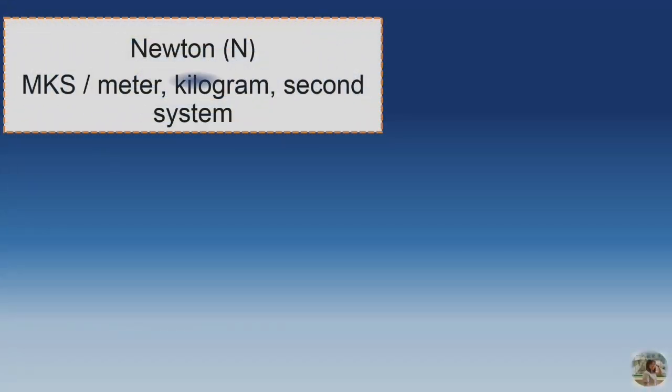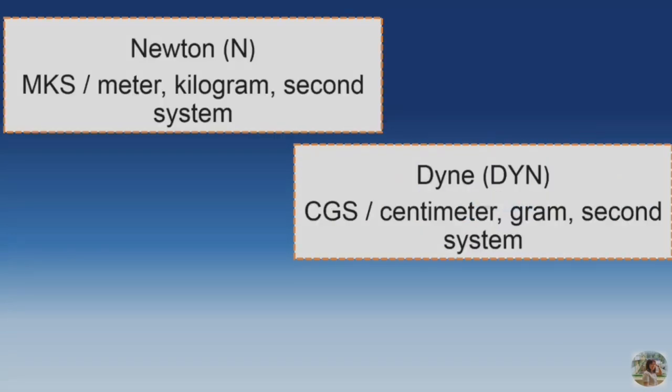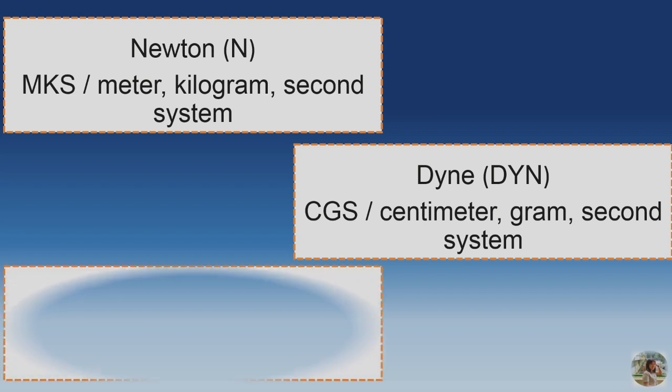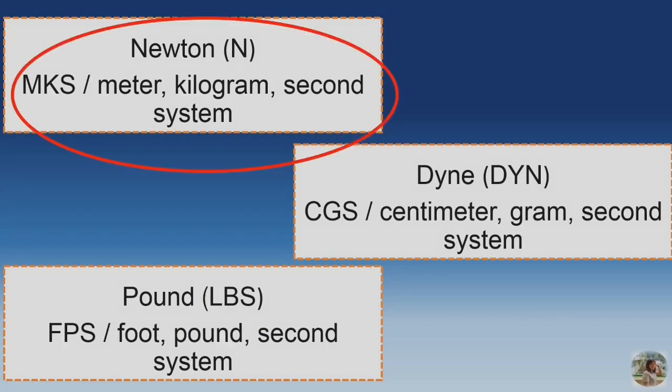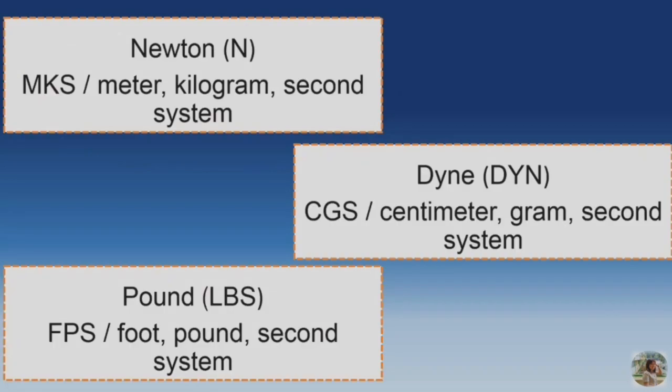Newton for MKS or meter kilogram second system, dyne for CGS or centimeter gram second system, and pounds for foot pound second system. But in the International System of Units, we use Newton, and 1 Newton is equivalent to 1 kilogram meter per second squared. The unit Newton was named after the great mathematician and physicist Sir Isaac Newton.